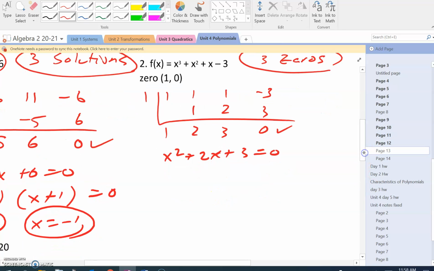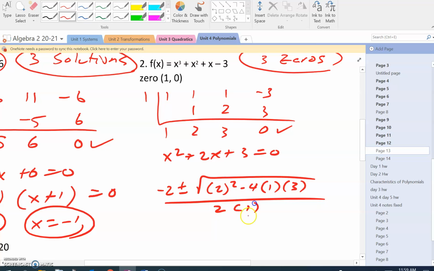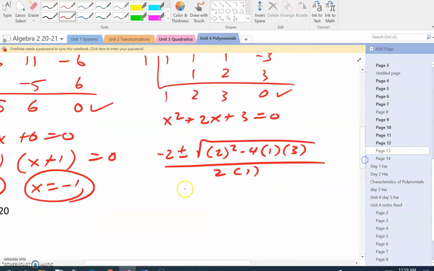And can I factor 2 numbers that multiply to 3 and add to 2? So 1 and 2 add to 3, not 2. So I need the quadratic formula. So x equals the opposite of b plus or minus the square root of b squared minus 4 times a times c, all over 2a. Let's do some math here. What's under there? 4 minus 12, negative 8.